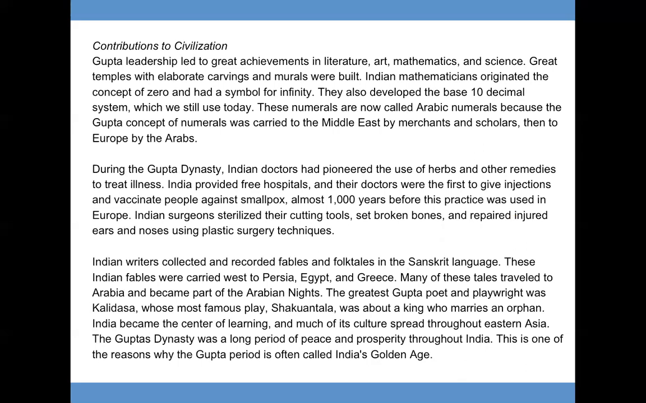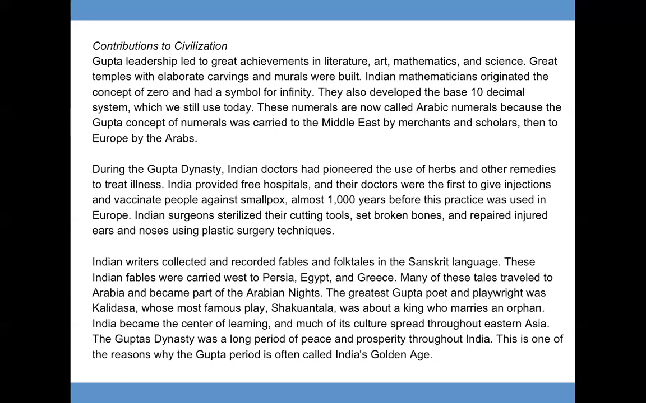During the Gupta dynasty, Indian doctors pioneered the use of herbs and other remedies to treat illness. India provided free hospitals, and their doctors were the first to give injections and vaccinate people against smallpox, almost 1,000 years before this practice was used in Europe. Indian surgeons sterilized their cutting tools, set broken bones, and repaired injured ears and noses using plastic surgery techniques.